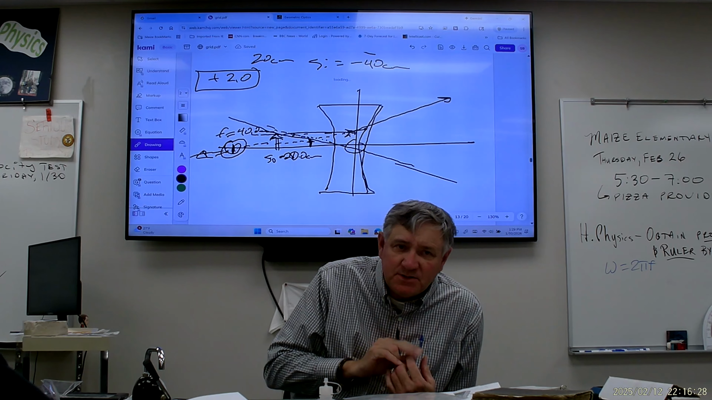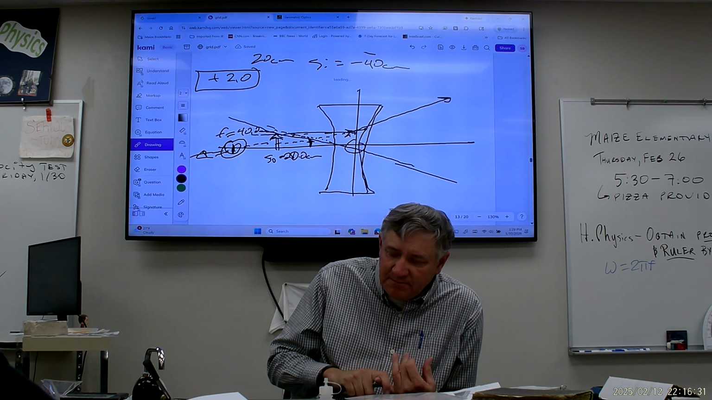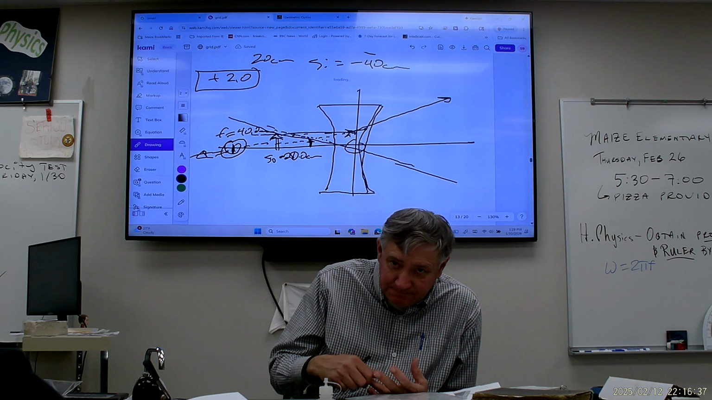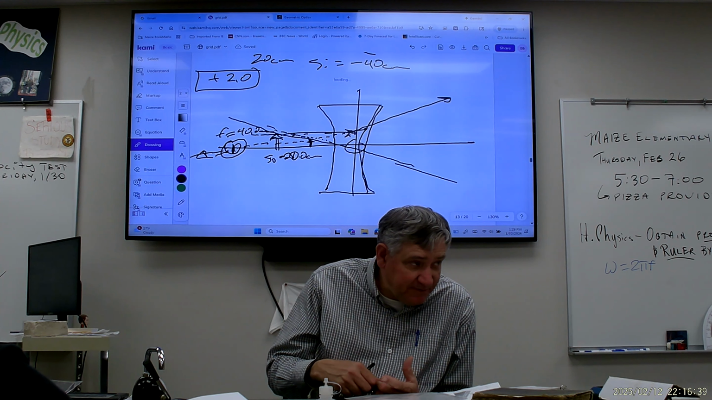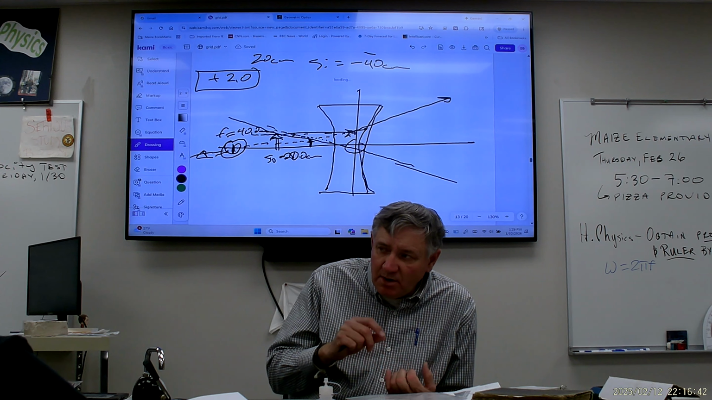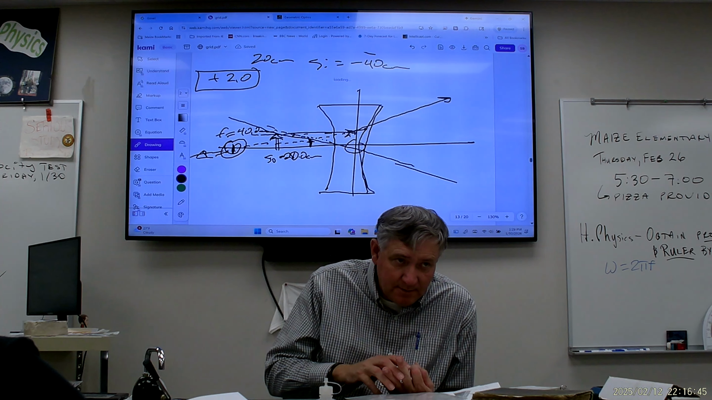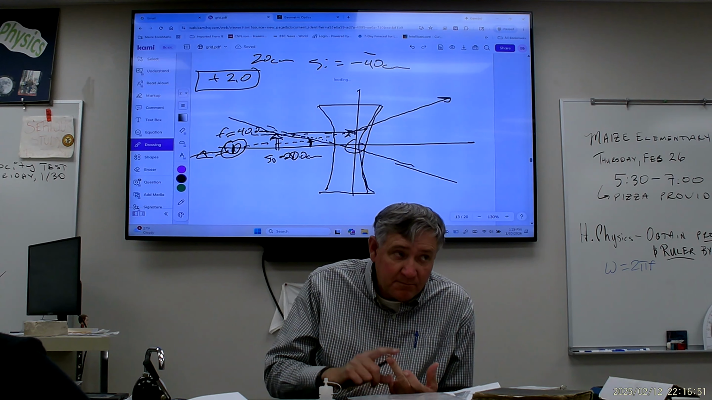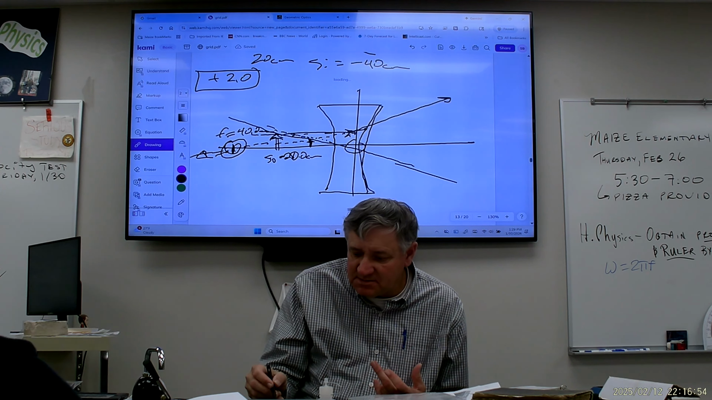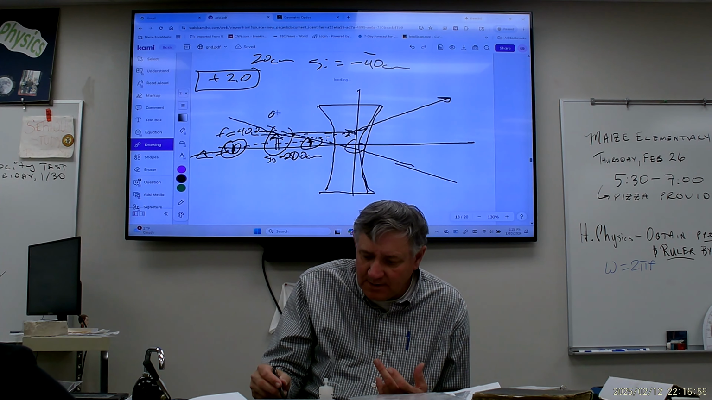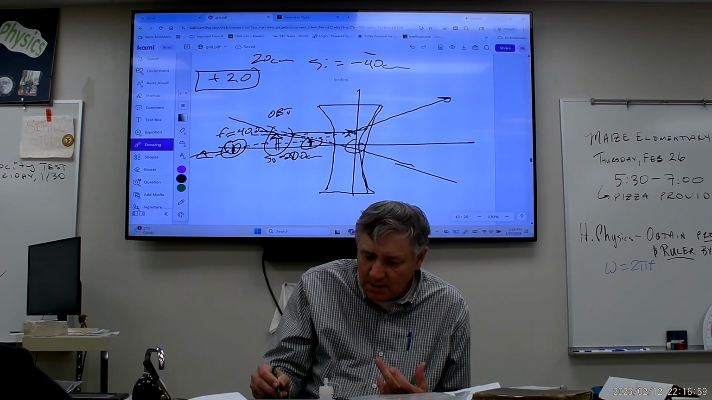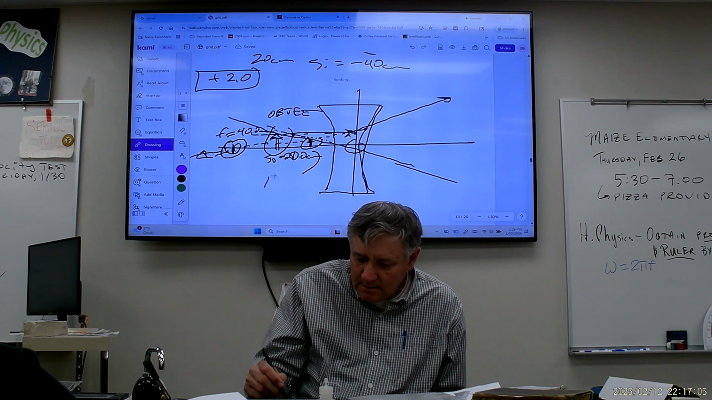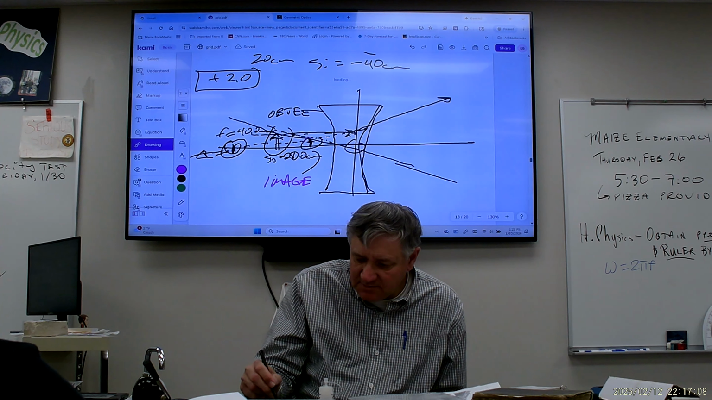So based upon these two lines, is the image going to be upright or inverted? It's going to be upright, and it's going to be small, tiny. And it's going to be virtual. So right away, what should I know the sign on my magnification should be? Positive. My magnification should be less than 1. Yes, it's tiny. How do we know it's tiny? Because this is my object right there, and that's my image. And so that's small.